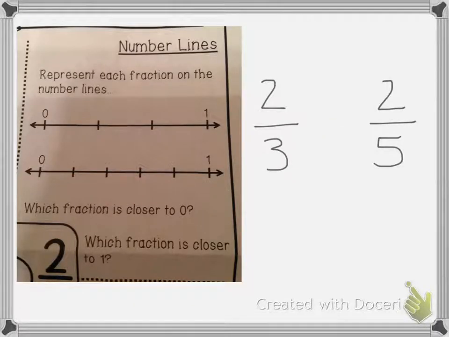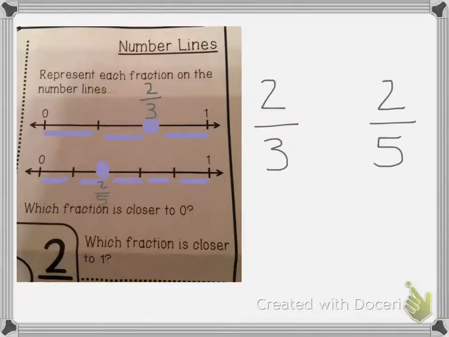Another strategy you can use is to look at a number line. You can represent the different fractions on a number line. So the top number line is divided into 3 parts. Part 1, part 2, part 3. So 2/3 would be about right there on the number line. The bottom one's divided into 5 equal parts in between 0 and 1. So 2/5 would be here.